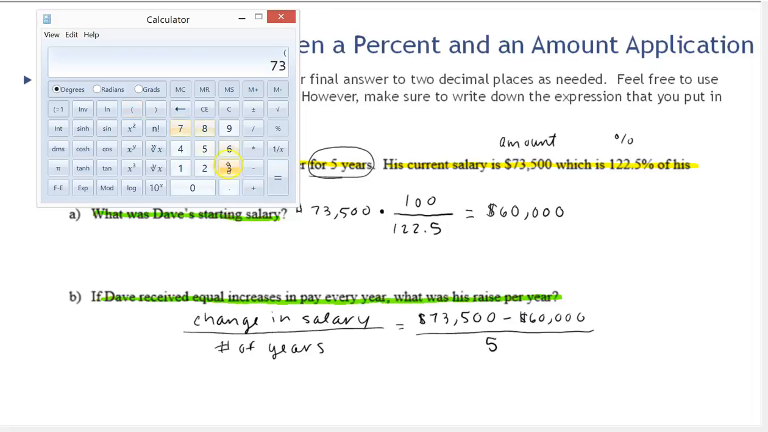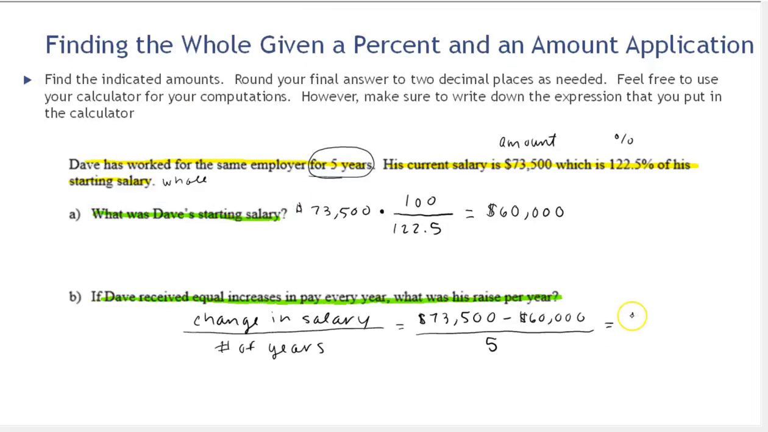So 73,500 minus 60,000 divided by 5. And just again, to look at this, if we did not put this in parentheses, it would only divide the 60,000 by 5. It wouldn't divide the whole difference. So that's why we need the parentheses there.